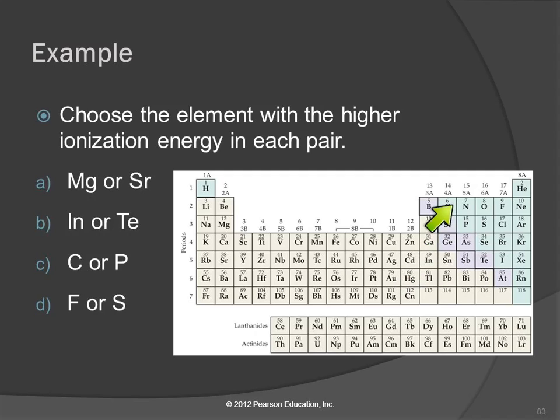How about carbon or phosphorus? Well, we've got opposing trends here, don't we? The carbon should be higher because it's above the phosphorus, but the phosphorus should be higher because it's to the right. And so we're going to say we don't have enough information for that one. How about fluorine and sulfur? Fluorine. Fluorine is smaller, so the fluorine as opposed to the sulfur.